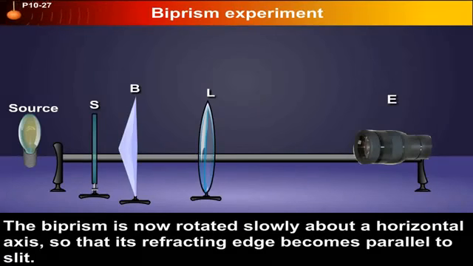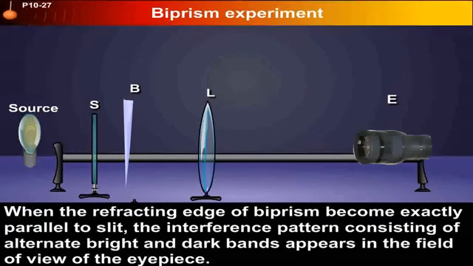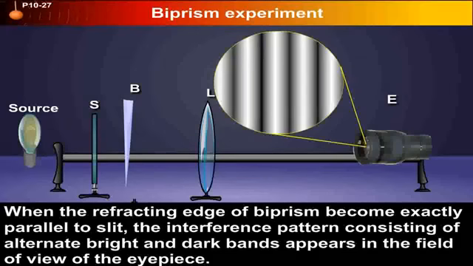The biprism is now rotated slowly about a horizontal axis so that its refracting edge becomes parallel to the slit. When the refracting edge of biprism becomes exactly parallel to the slit, the interference pattern consisting of alternate bright and dark bands appears in the field of view of the eyepiece.